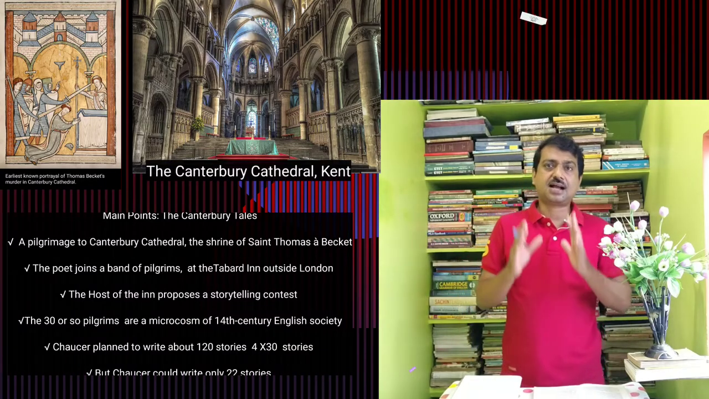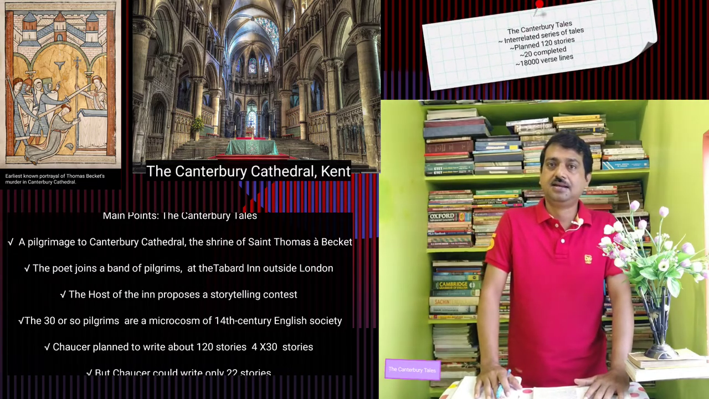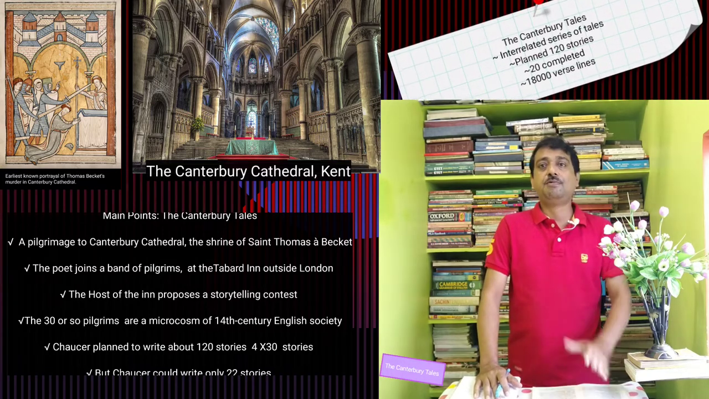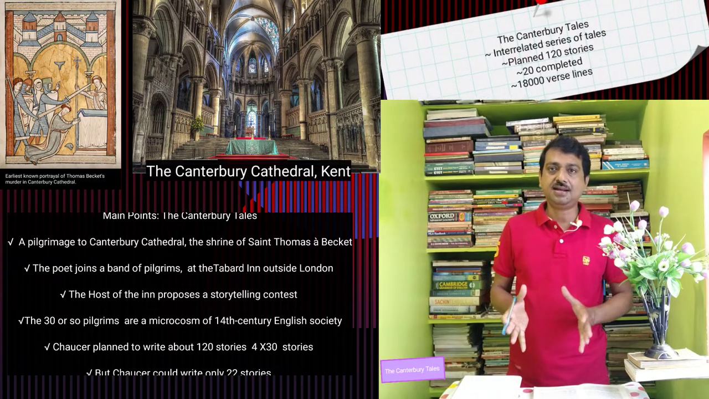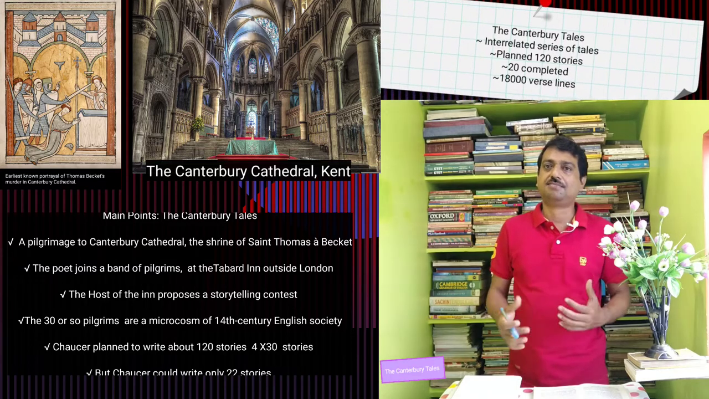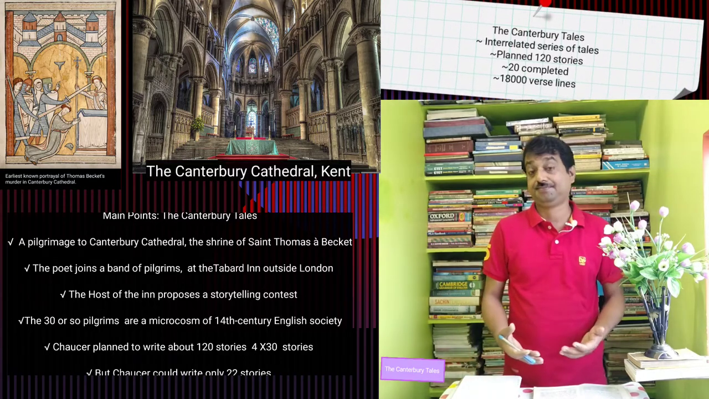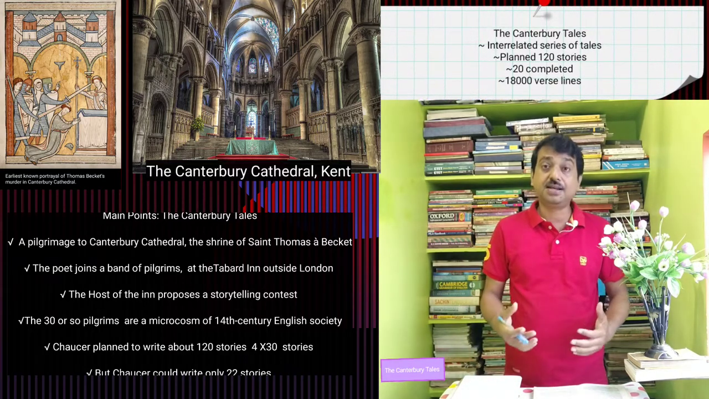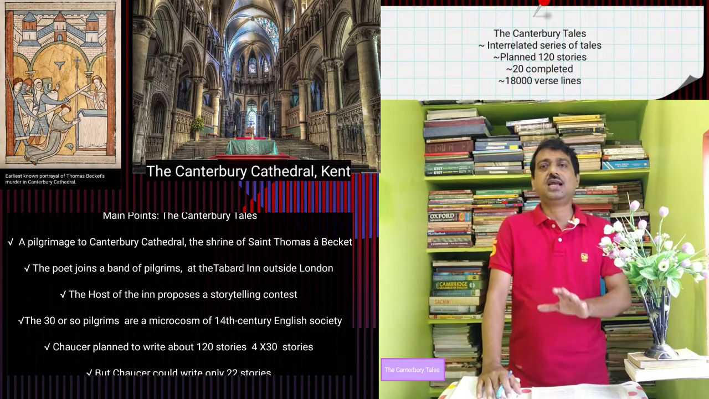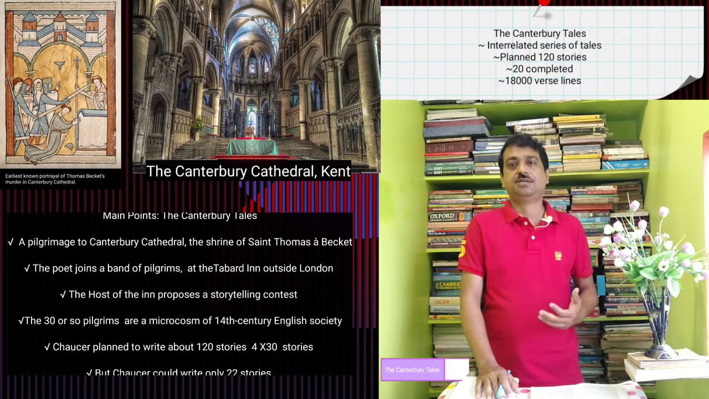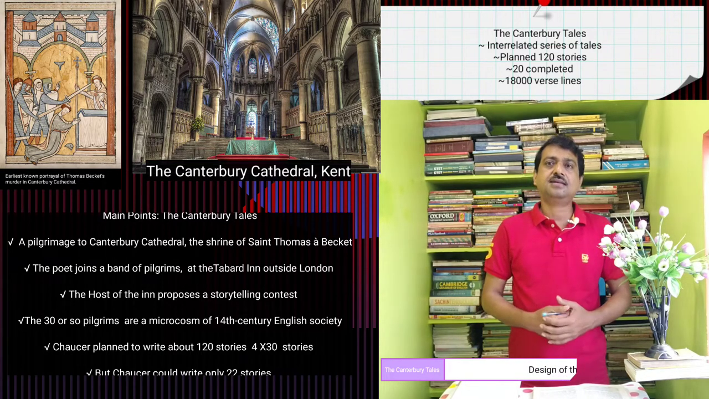The Canterbury Tales is a collection of stories set within a framing story of a pilgrimage to Canterbury Cathedral, the shrine of Saint Thomas Becket. The poet Chaucer joins a band of pilgrims who assemble at the Tabard Inn outside London for the journey to Canterbury. The host of the inn proposes a storytelling contest to pass the time. Each of the 30 or so pilgrims, the exact number is quite doubtful, is to tell 4 tales on the round trip, ranging in status from a knight to a humble ploughman.